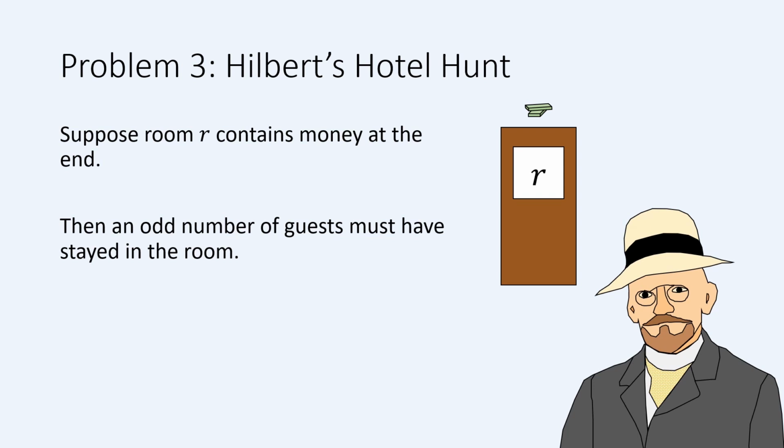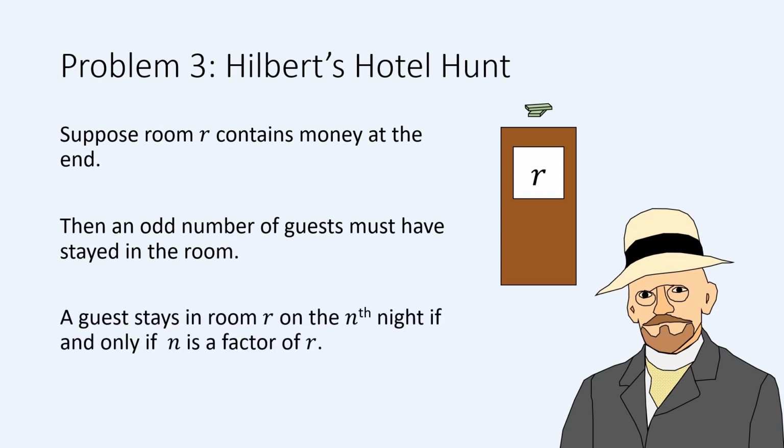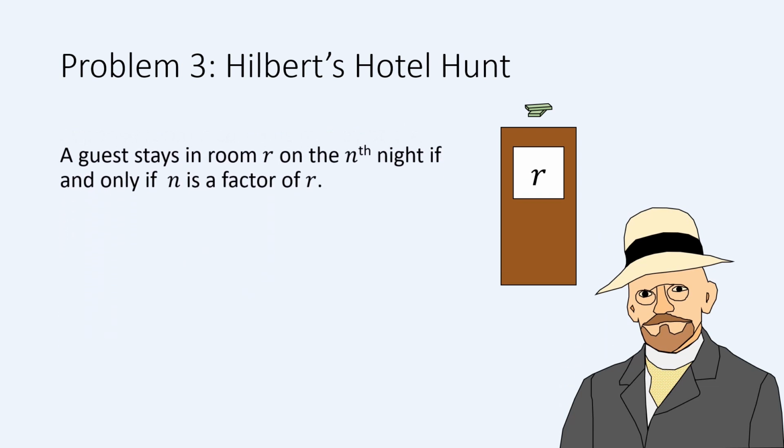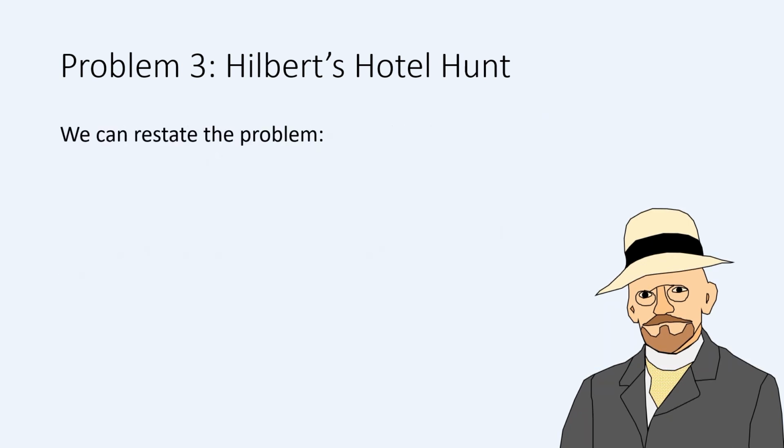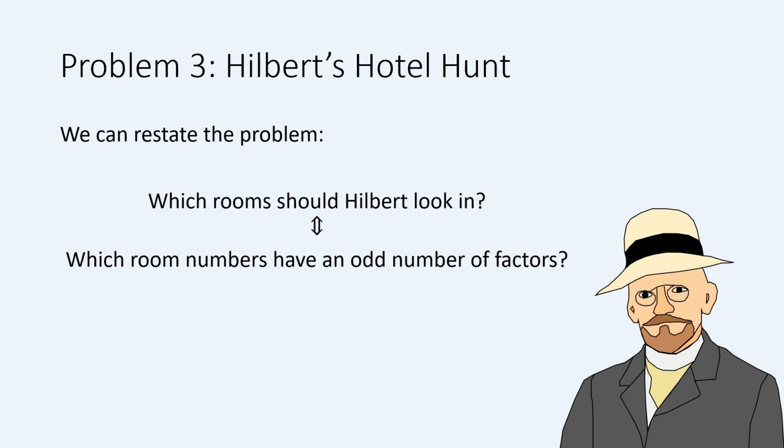How can we count how many guests stayed in room R? On the nth night, a guest stays in room R if and only if R is a multiple of n, or, put another way, if and only if n is a factor of R. Therefore, there will be money left in room R if and only if R has an odd number of factors. This means that we can restate the problem. Asking which rooms Hilbert has to look in to find his money is equivalent to asking which rooms have numbers with an odd number of factors.